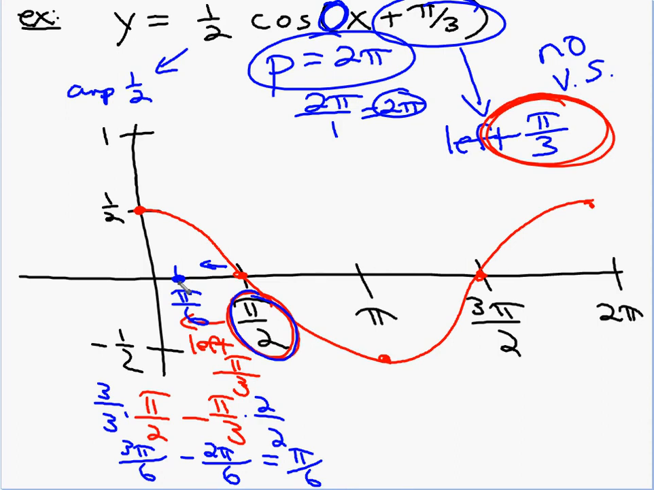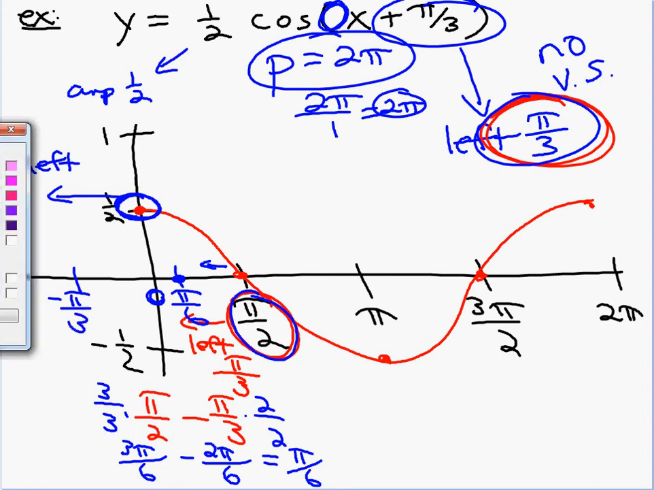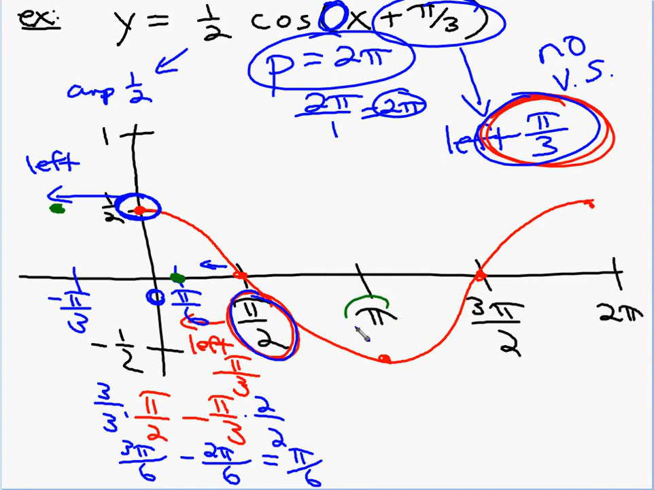Okay? Now, this first point, I should have taken care of this one first. This one goes left pi thirds, right? That one's easier, isn't it? Because isn't this 0 right here? So isn't this just going to be at negative pi thirds? Let me get a new color for my new points here. That one will be there, and now I have 2 of the points. Okay? I've moved 2 of them to the left.